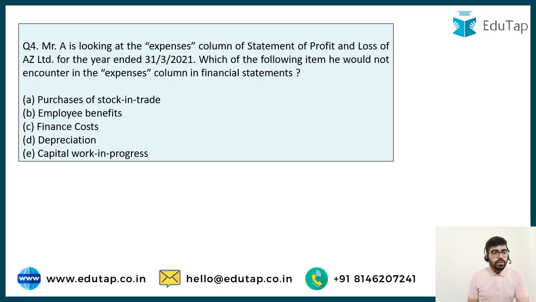So the next question is, Mr. A is looking at the expenses column of the statement of profit and loss of AZ Limited for the year ended 31st March 2021. Which of the following items would he not encounter in the expenses column in the financial statements? He has picked up the financial statements of the company and come across the statement of profit and loss. Now he is looking at the expenses column in this statement. Which item is he not going to find here?